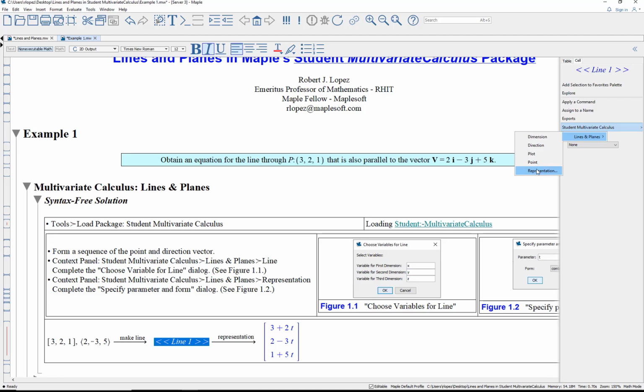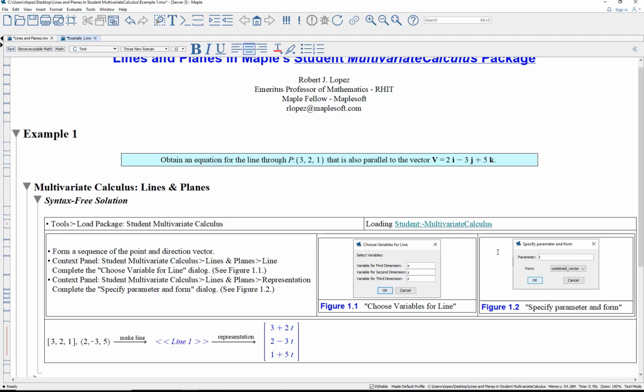And you can see the different things you can do. When you select representation, you get this pop-up. Parameter name, T is the default. You can change that. And then the form that you want the line to be given in, I have chosen here combined vector. So you now get the representation. Here's your point, fixed point on the line, 3, 2, 1. T is the parameter, 2 minus 3, 5 is the direction vector.